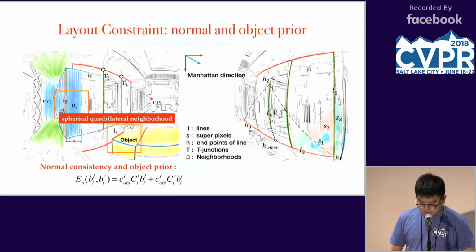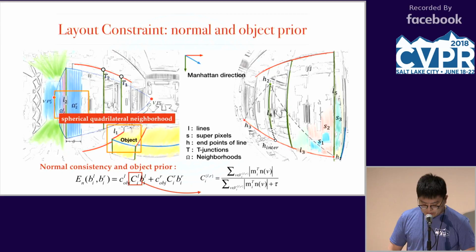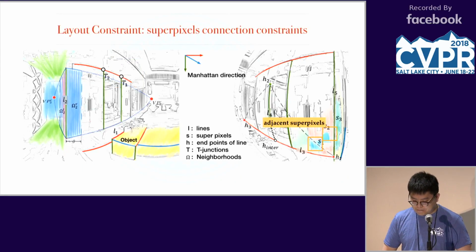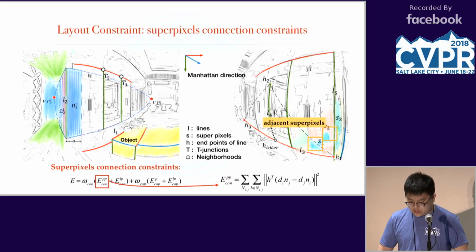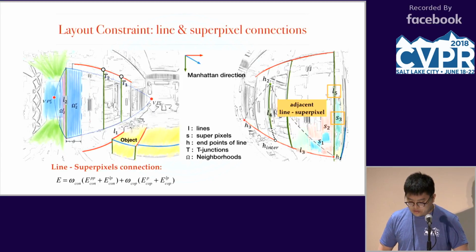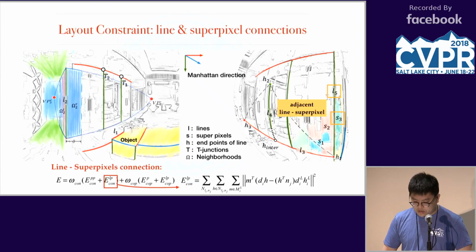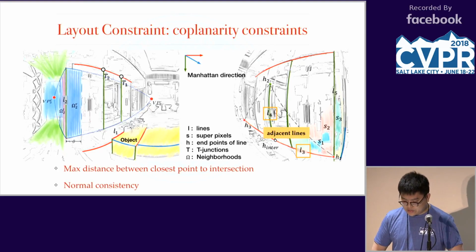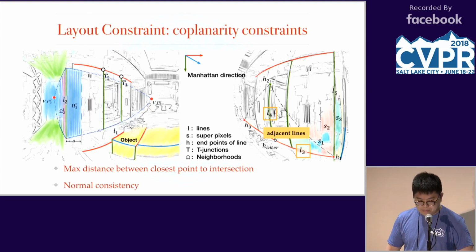We use normal consistency and object region prior to locally calculate the possibility of each assignment for each line. T-junction is also used as evidence of occlusion. We deem two superpixels connected if no occluding lines intersect between them. We also deem a line and a superpixel to be connected if the superpixel is not on the occluding side of the line. We conduct the coplanarity constraints by calculating the intersection between each pair of lines.